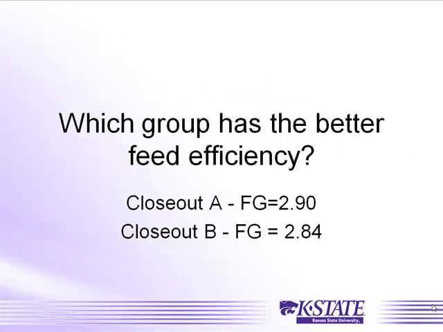Which group has better feed efficiency? Closeout A, closeout B with a 2.84. Mike, which one's better? 284. Hey, this guy can count. He knows lower's better. All right. Give him a bonus there.